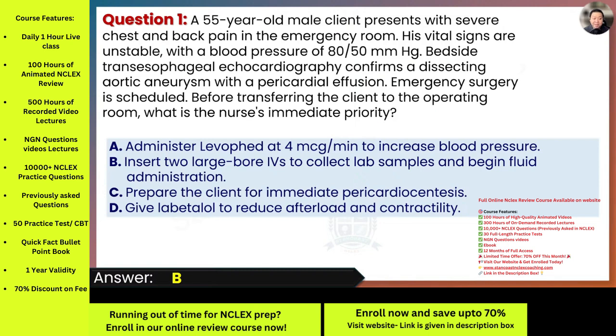Now, we have letter D, labetalol. This is something that can reduce the afterload and also decrease the contractility of the heart muscle. And this can further drop the blood pressure and worsen the shock. So I want you to prioritize the interventions that stabilize the patient before surgery, and also use the ABC approach: airway, breathing, circulation, and circulation is the greatest concern in this case.